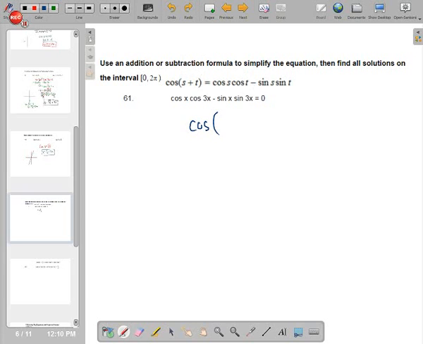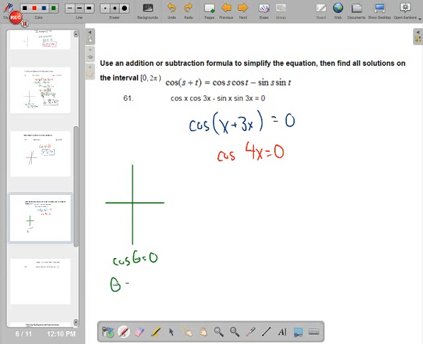So I'm going to rewrite this as the condensed version, which would be x plus 3x, because those are my angles. What I'm really saying is the cosine of 4x equals 0. So this is like that one we just did. I want to know when cosine is 0. I'm going to just think, I don't know about all that 4x stuff. What if I just said the cosine of theta?